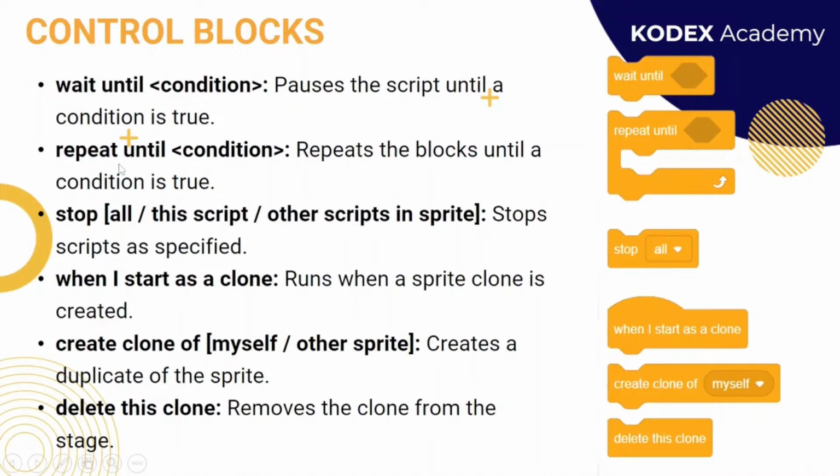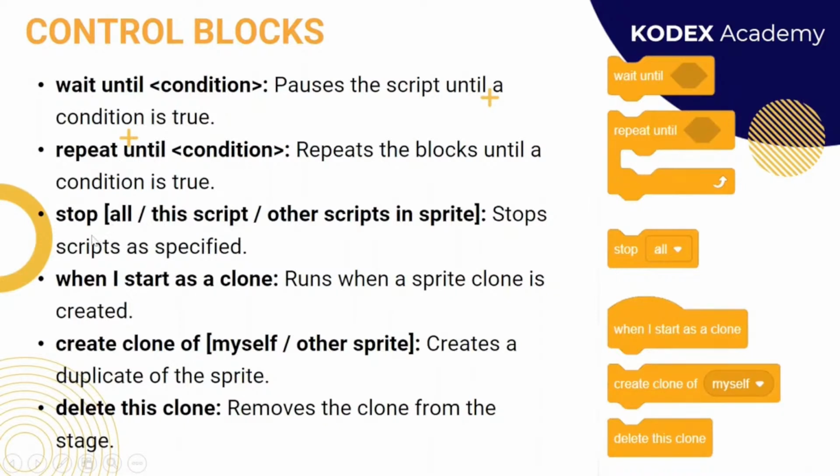Now the next one, the repeat until block, you can also use in the case of a condition. It means you repeat a particular action multiple times until your condition is true. Suppose you choose one sprite and you want your sprite to reach the edge; until then the action should be repeated. So here you mention the condition, and until your condition is true, the action by your sprite is continuously repeated.